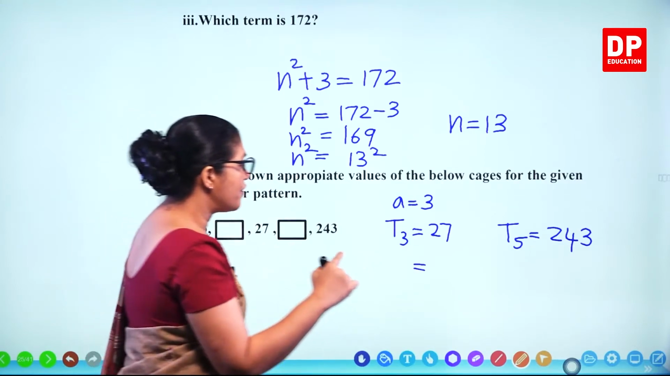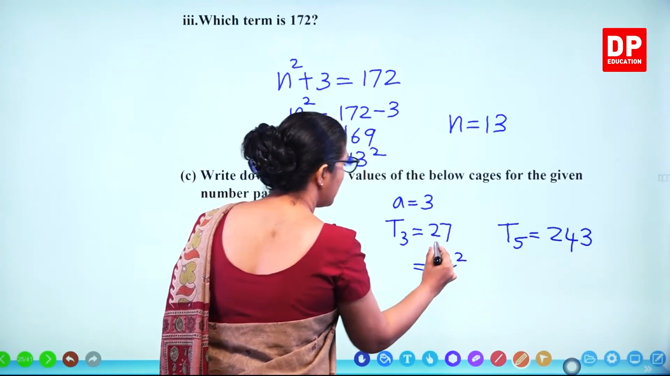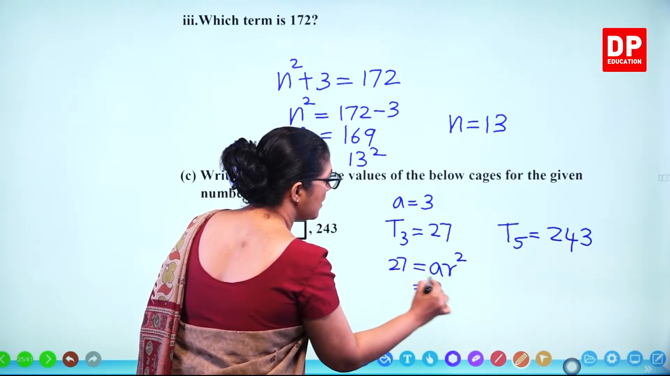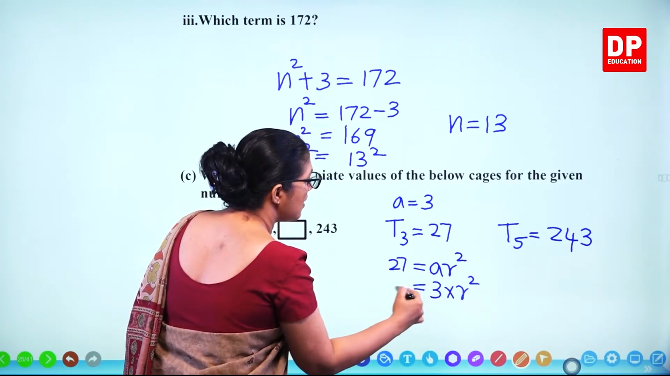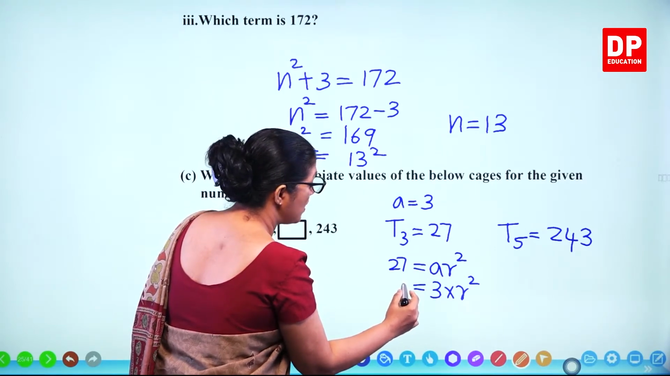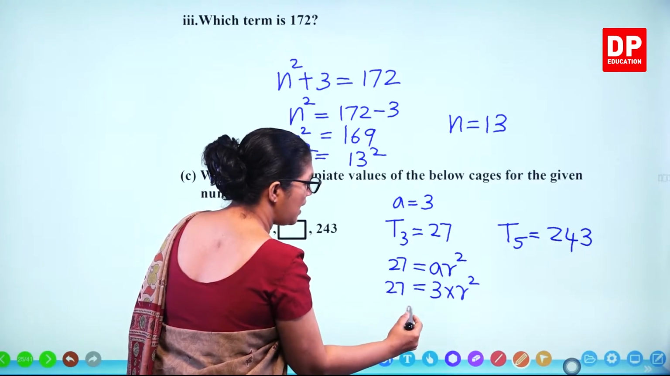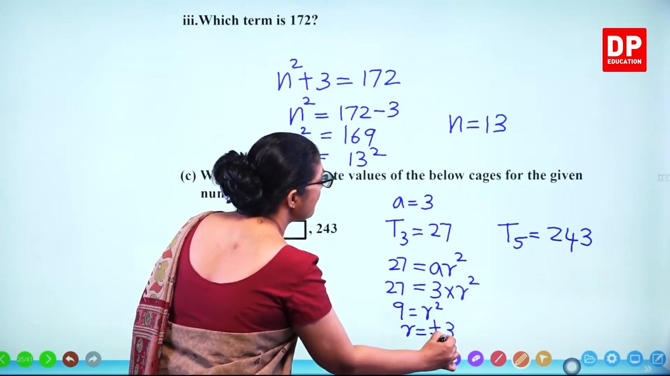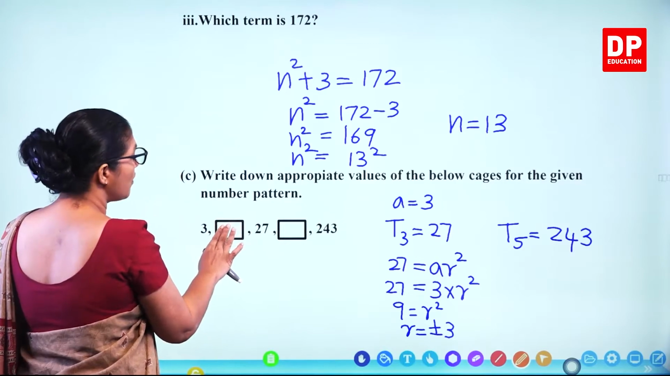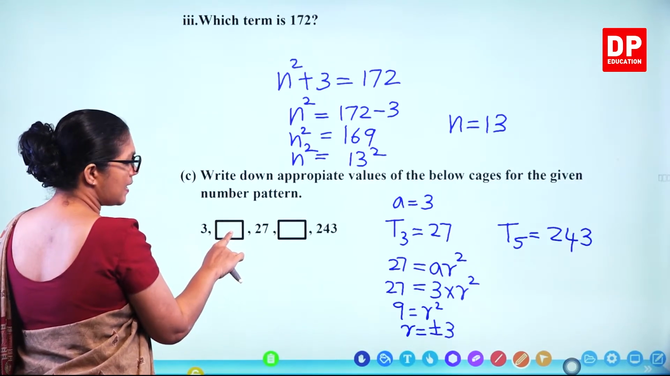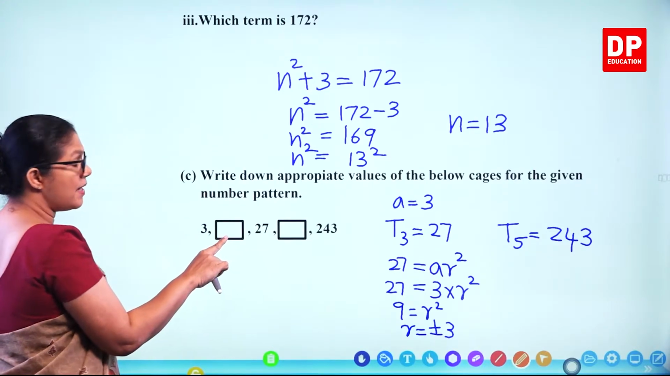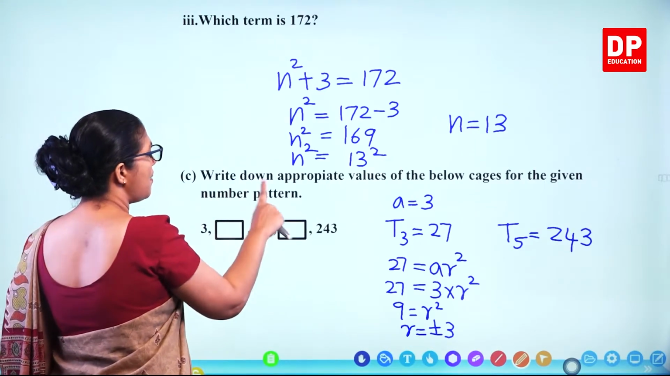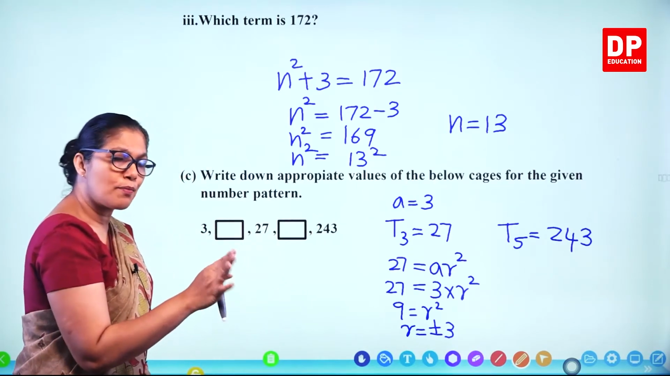So we can write the third term for the geometric progression as AR squared. A is 3, and we can check whether the common ratio is there. So 27 divided by 3, you get 9. 9 is R squared, which means R is equal to plus or minus 3. Here the second term can be negative. Again multiply by negative, you get positive. Again multiply by negative, you get negative. So plus or minus both satisfy.